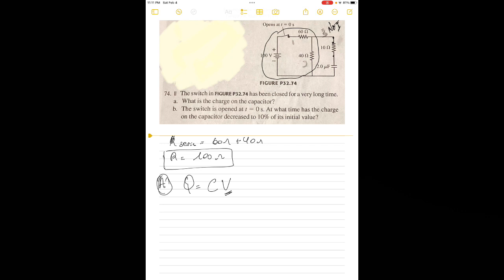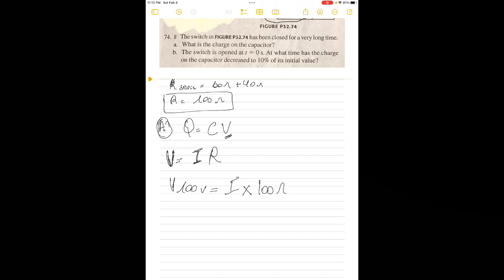So we know that V is going to be equal to amp multiplied by the equivalent resistance. So V, that's 100 volts, equals amp multiplied by the resistance, and that's 100 ohms. And we are just going to divide them. The current is going to give us 1 amp.